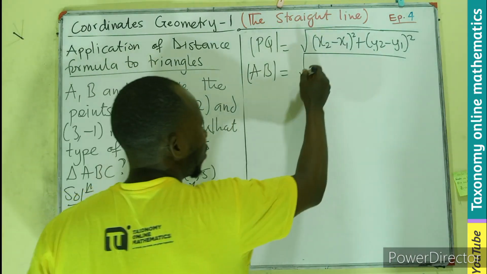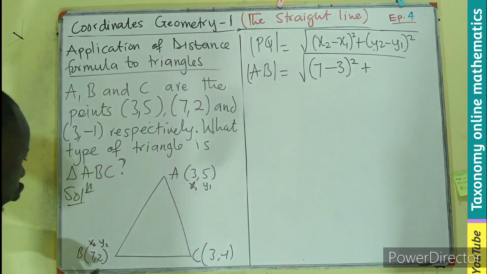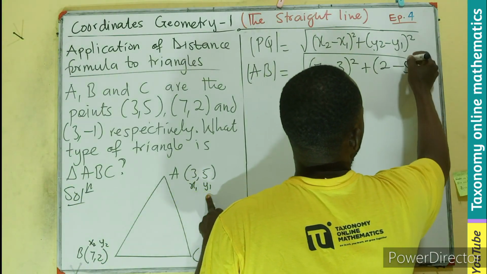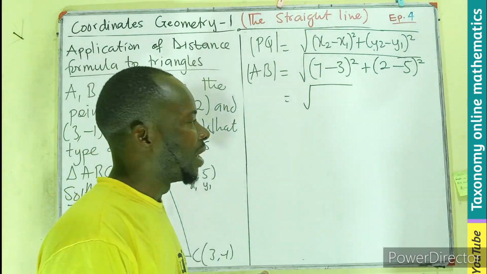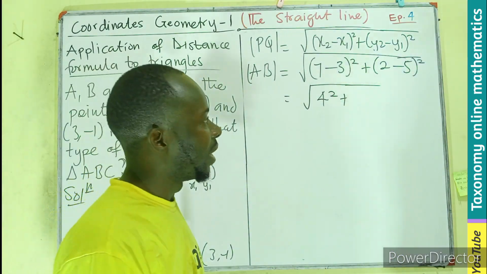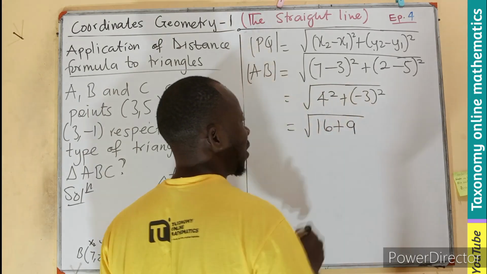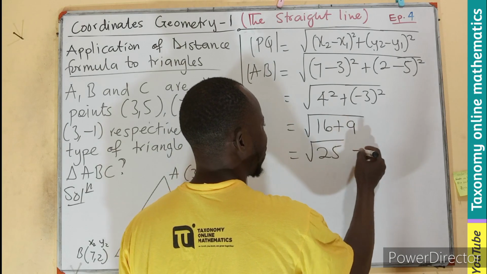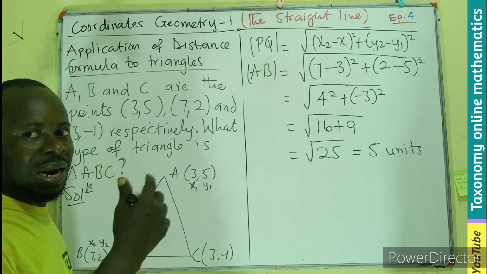x2 is what? 7. So 7 minus x1, which is 3, all squared, plus y2, which is 2, minus y1, which in this case is 5, all squared. Let's see what the computation will be. In that bracket, 7 minus 3 will be 4, so 4 squared. 2 minus 5 will be negative 3, so negative 3 all squared. This will give us 16 plus 9. Don't forget, negative 3 times negative 3 gives you a positive 9. So this will give us the root of 25, which equals 5 units. It means the distance between A and B will be 5, regardless of the unit.